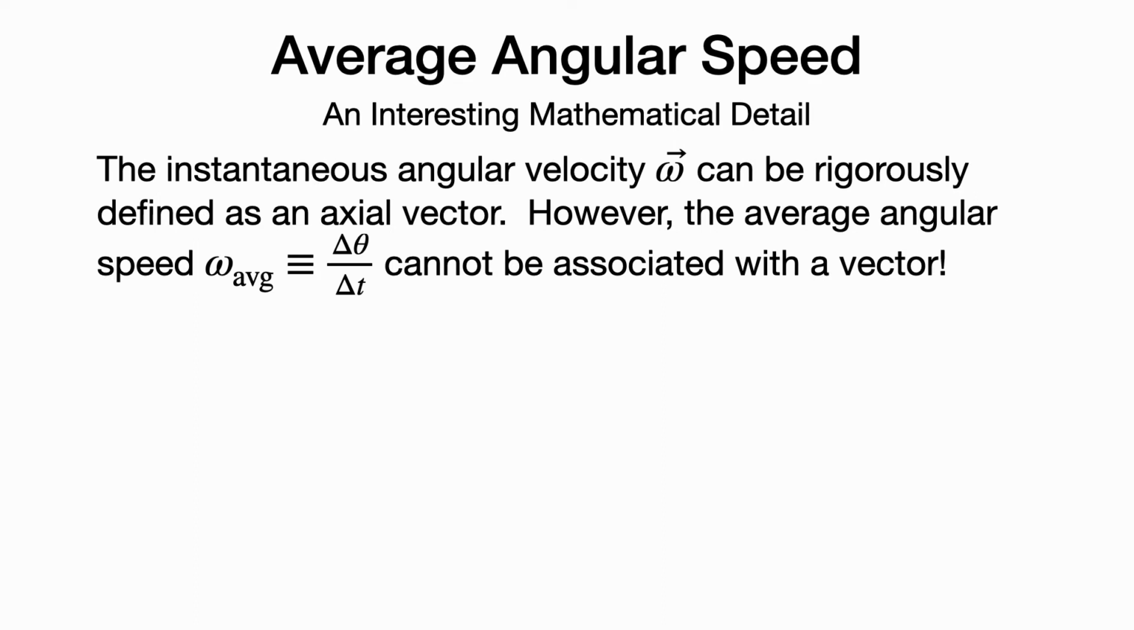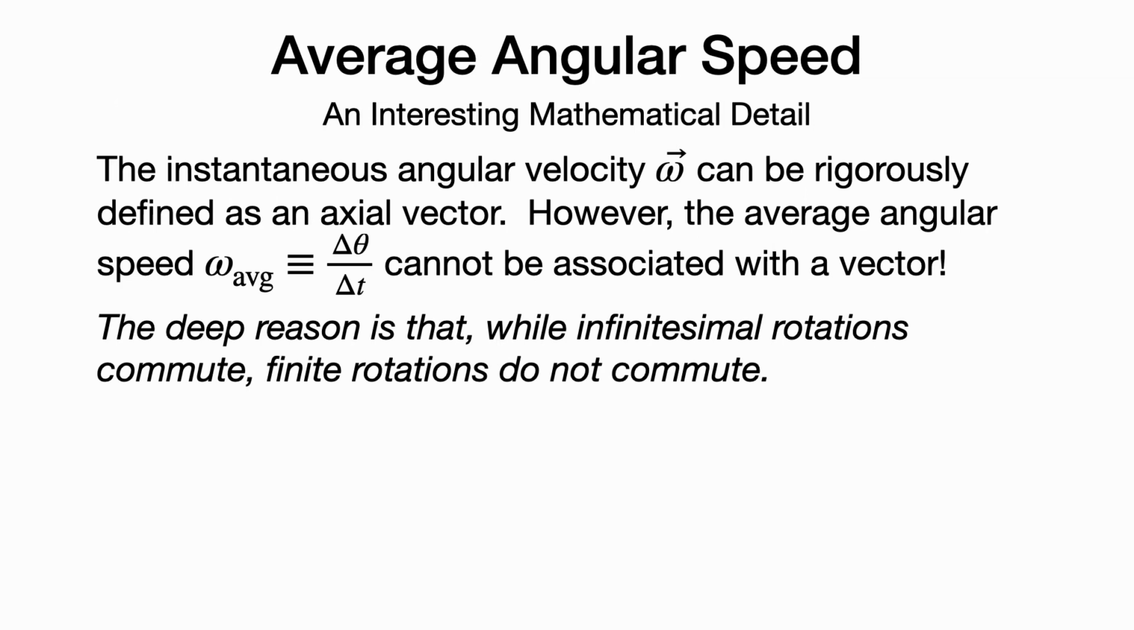The instantaneous angular velocity vector omega can be rigorously defined as an axial vector. However, the average angular velocity given by the finite change in angular displacement over a finite change in time cannot be associated with a vector. This is a very interesting mathematical detail. The deep reason for what's happening here is the fact that infinitesimal rotations commute. However, finite rotations do not commute.